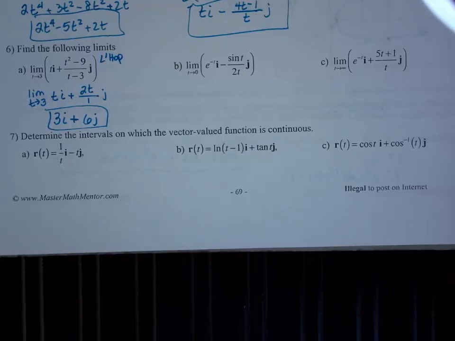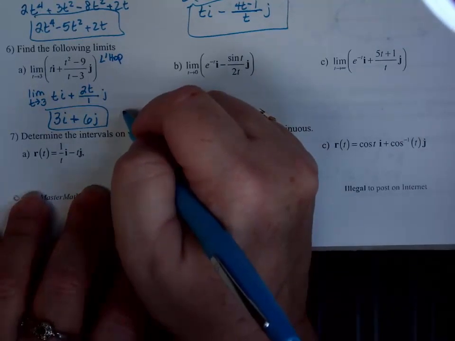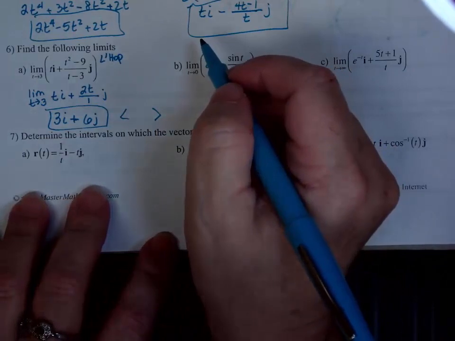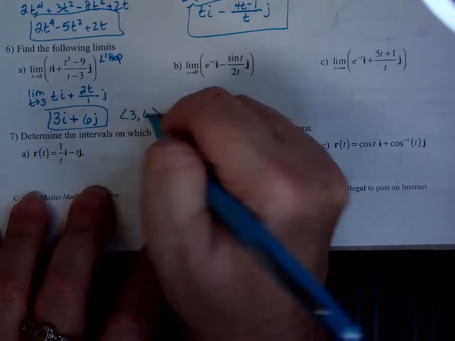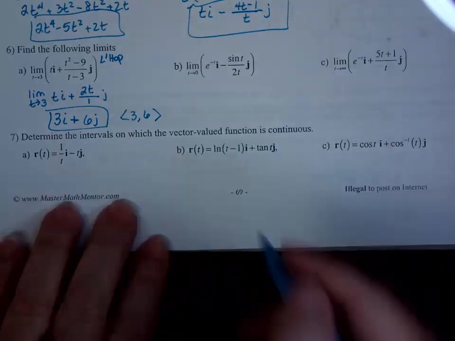Now the limit of a vector valued function is a vector. Okay? Now, do you remember what this is in component form? What would I write? 3 comma 6, right? And what does that mean? That means there's a vector over 3 and up 6. That's where the head is. And the tail is at what? At 0. At 0, 0. Okay. So that's what this means.